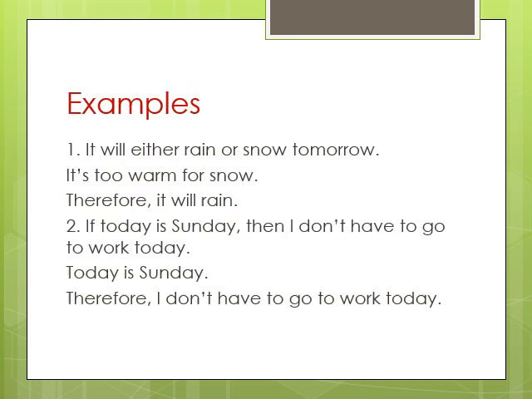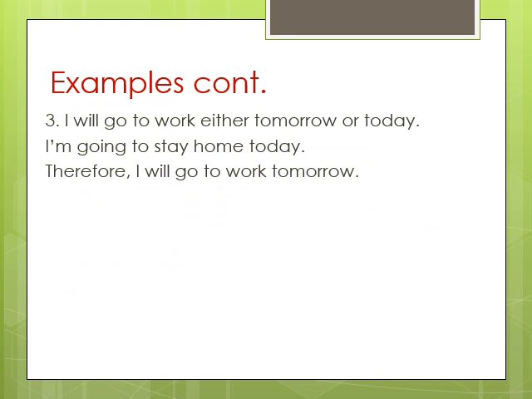Let's look at examples. It will either rain or snow tomorrow. It is too warm for snow, therefore it will rain. The second example says, if today is Sunday, then I don't have to go to work today. Today is Sunday, therefore I do not have to go to work today. The third example: I will go to work either tomorrow or today. I am going to stay home today, therefore I will go to work tomorrow.